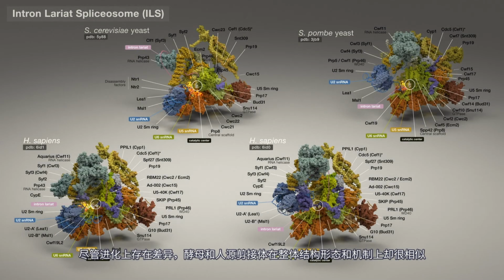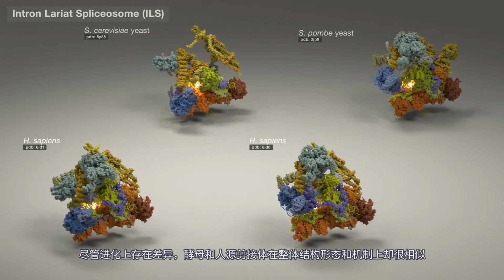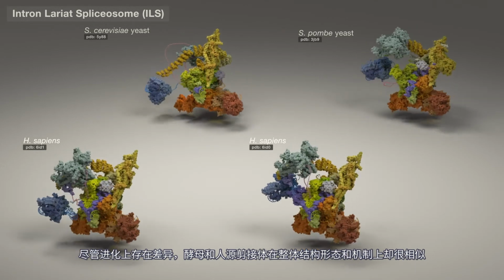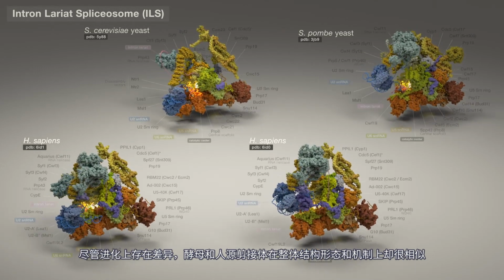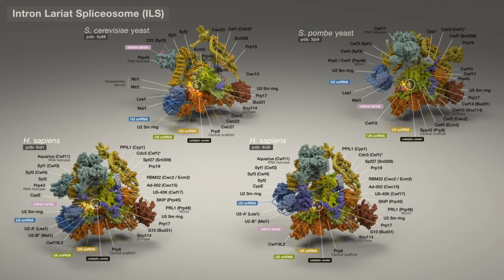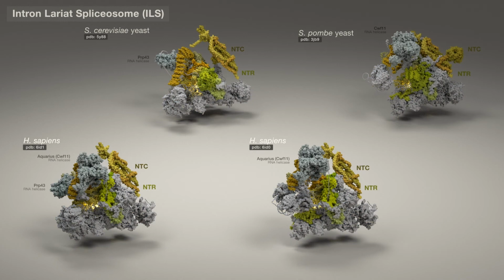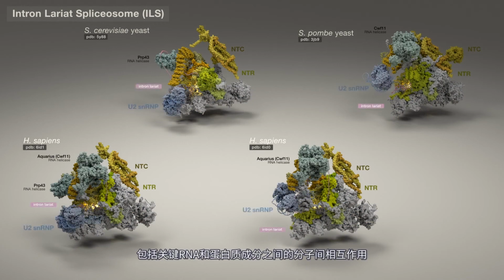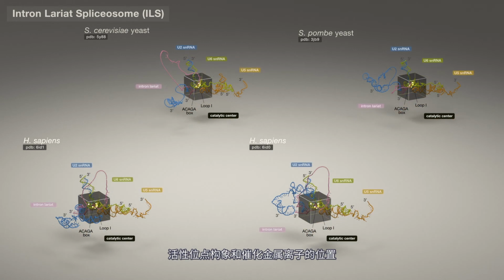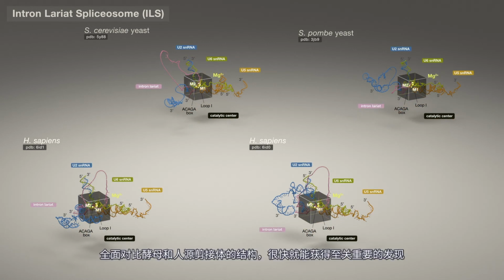Despite vast evolutionary distance, yeast and human spliceosome machinery is decidedly similar in overall molecular morphology and operation. Remarkably, shared overall organizational principles are evident, including molecular interactions between key RNA and protein components, the active site conformation, and the position of catalytic metal ions. Fully comparing structures of yeast and human cycles may soon enable crucial insight.